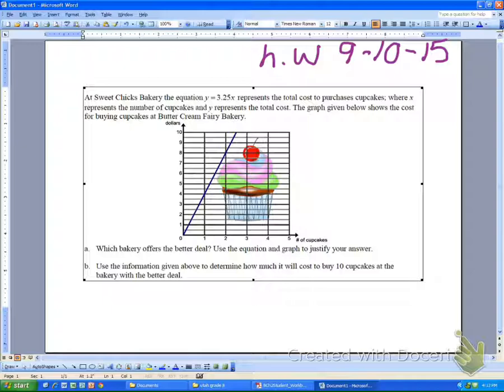Okay, question A says, which bakery offers the better deal? You have two bakeries. You have the Sweet Chicks Bakery, and the equation for their cost to purchase cupcakes is y equals 3.25x. And then you have the Buttercream Fairy Bakery. They don't give us an equation for that, but they show us this graph. So we have to find out what steady rate this line is going up by, so that we can compare it to the steady rate of 3.25, which is for the Sweet Chicks Bakery, to see which one's going to be the better deal.